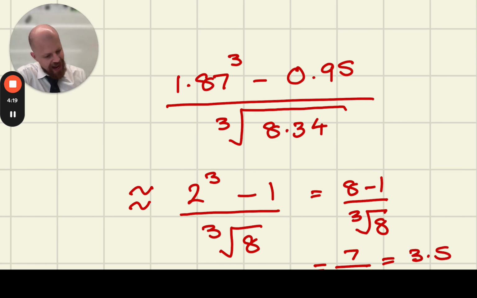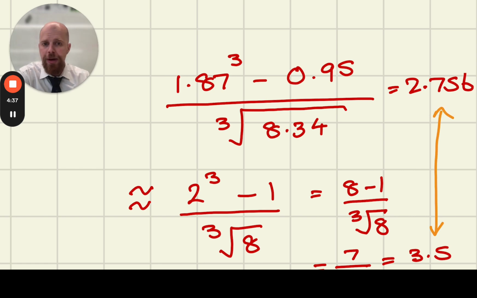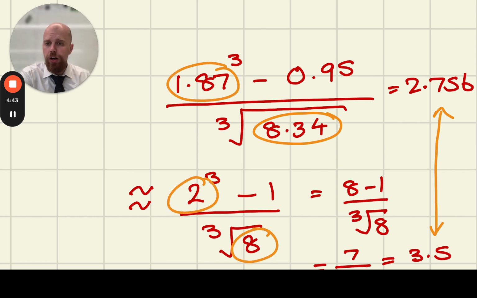Now let's work out the exact answer. 1.87 to the power of 3 minus 0.95 divided by the cube root of 8.34 in my calculator is 2.756. And you can see again that this isn't the best approximation because the 8.34 and the 1.87 have been rounded quite a lot. This works much better for large numbers where you're not making a very big adjustment. When you're working with smaller numbers like this, your approximation isn't anywhere near as good. But without a calculator, it's the best way to do this because no one can really work out an answer that very quickly. However, using approximations, we can find quick answers.